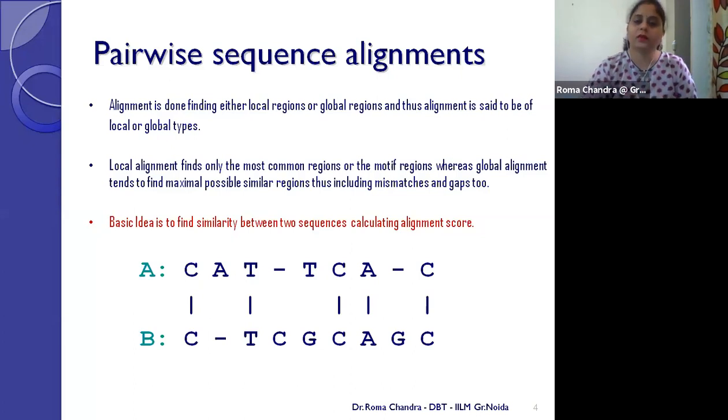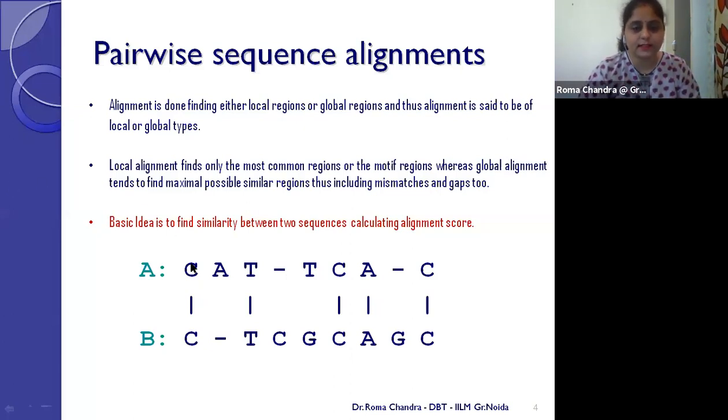But the calculation of these kinds of alignments, both local and global, is based on the alignment score value. Okay, you can see there are two sequences, sequence A and B: CAT-TCA-C and C-TCG-CAGC. Both these two sequences have gaps. Here it is a gap, here it is a gap, and here it is a gap. So these gaps are representing insertion or deletion.